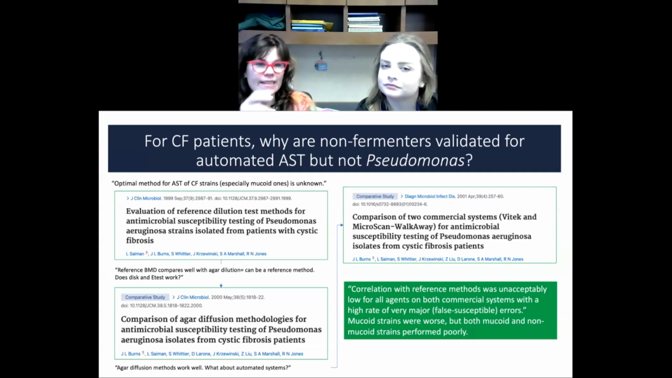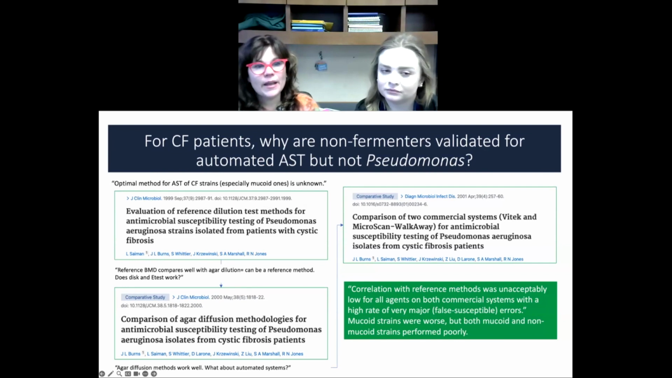So the first thing they did is they said that broth microdilution by the reference method seems to work pretty good, and they used agar dilution as the comparator. So then they said, do disk and E-test work? And then in this next paper, they said, yep, those work. And so that was good news.